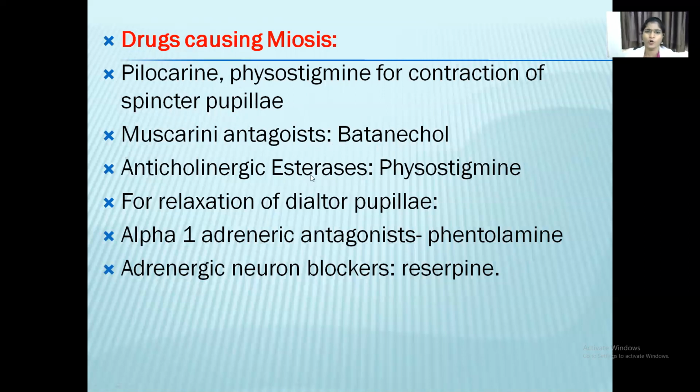Miosis is also caused by anticholinesterases like physostigmine. And for relaxation of the dilator pupillae, alpha adrenergic antagonists, because they reverse constriction of the pupil. So for relaxation of the pupil, we can give an adrenergic antagonist like phentolamine and reserpine.